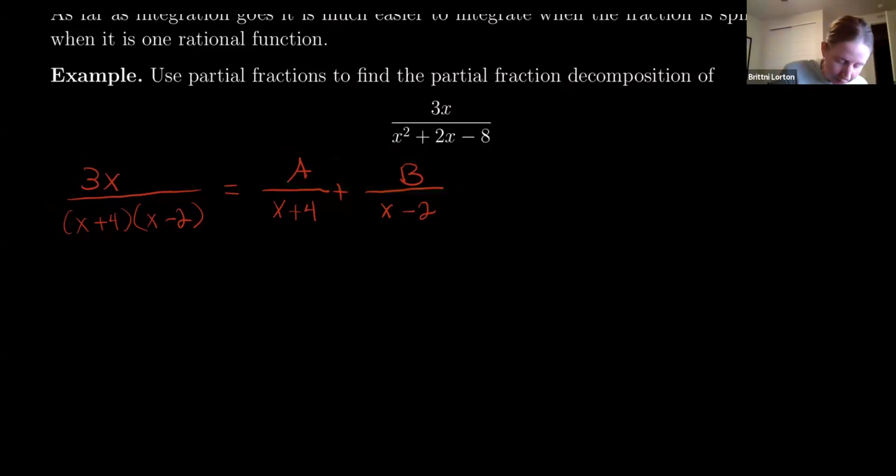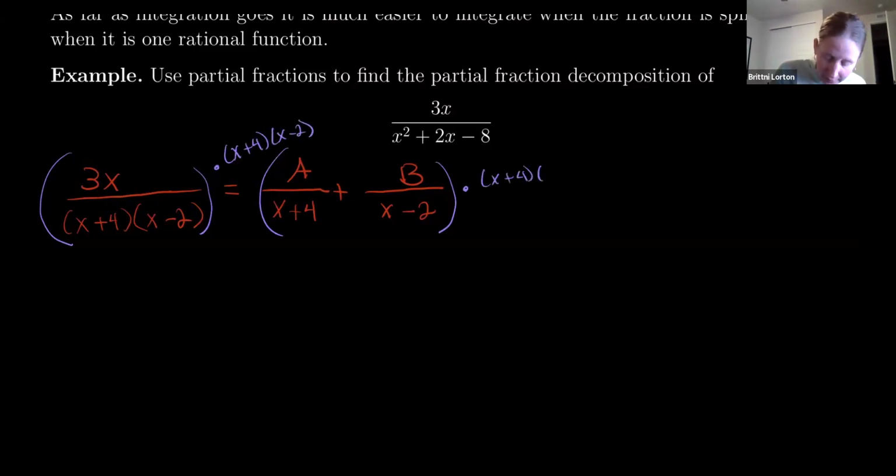So the way you solve for the unknowns when you have now a rational equation is you are going to multiply both sides of that equal sign by the common denominator. So I'm going to multiply the left side by x plus 4 times x minus 2, and I'm going to multiply the right side by x plus 4 and x minus 2. And then I'm going to see what happens. So on the left side, when I multiply that, you'll see the x plus 4 cancels and the x minus 2 cancels, and I end up with just 3x.